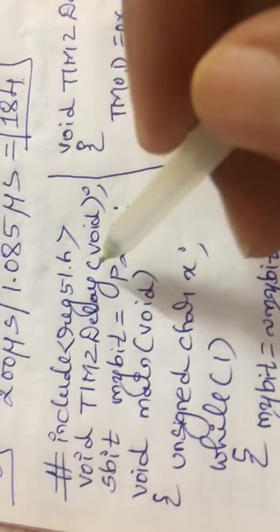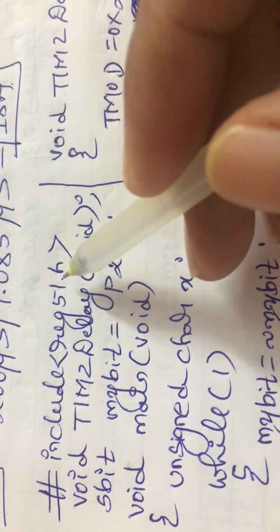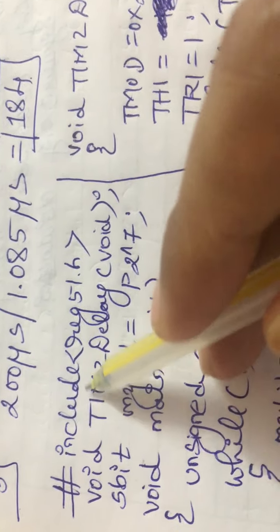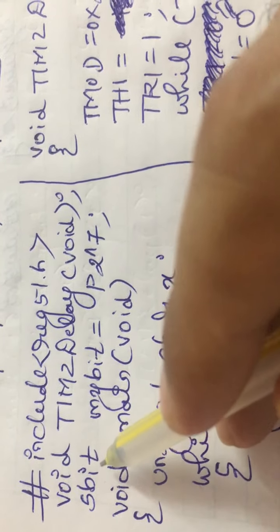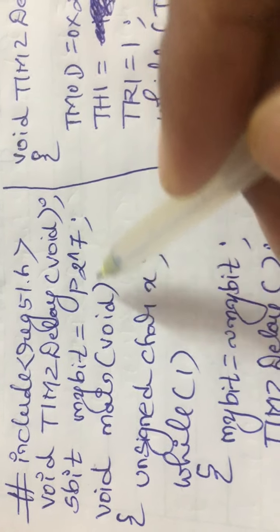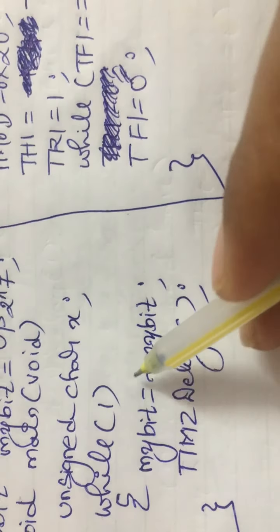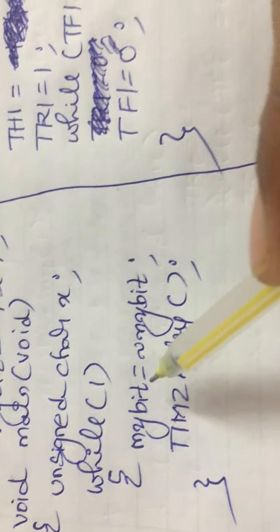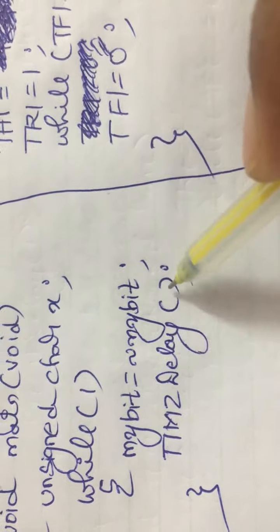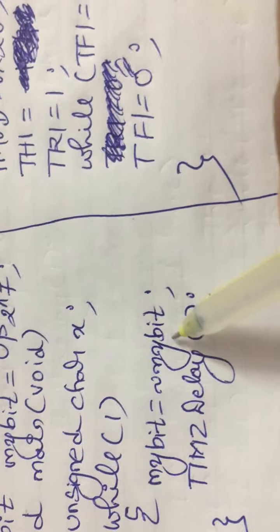Now how to start with the program. The program will be started as usual, as we have seen in the last two or three examples. So #include reg51.h, void T1M2Delay(void), sbit mybit = P2^7, void main, unsigned char x, while(1), you can take unsigned int x also. While 1, mybit is equal to negation of mybit, so call the delay function. After negation you should call a delay function, right?